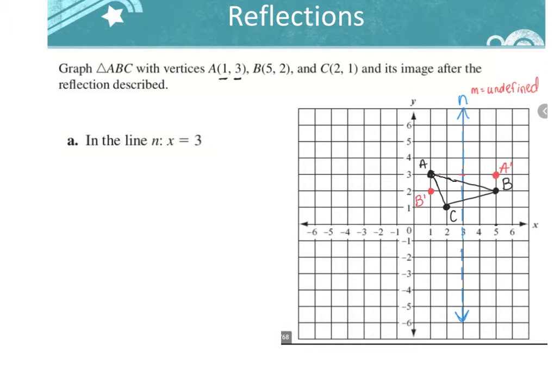And C prime is 1 unit away. It's 1 unit on the left. So let's go 1 unit to the right. This will be C prime. Okay?